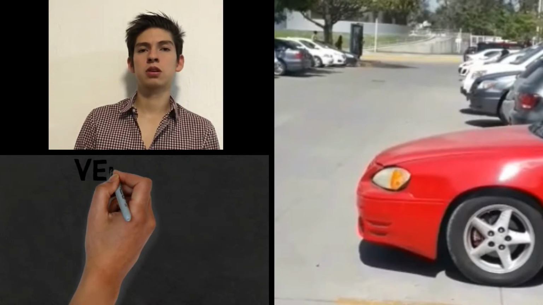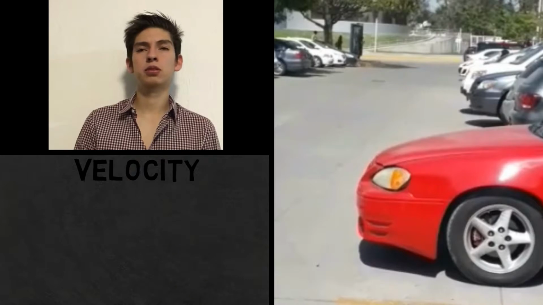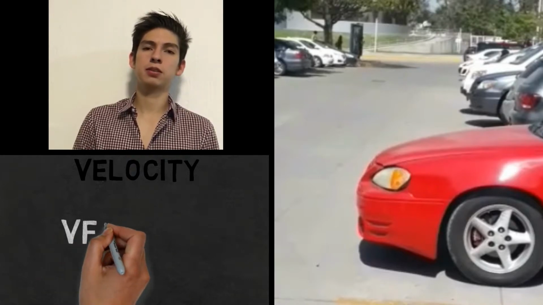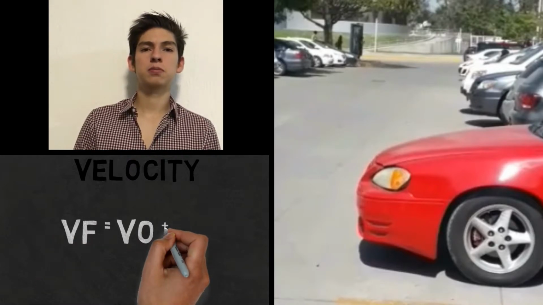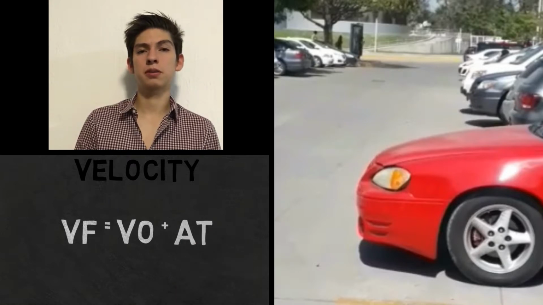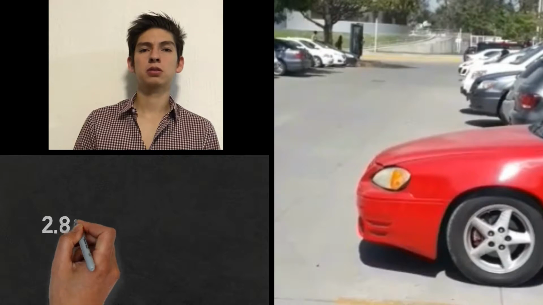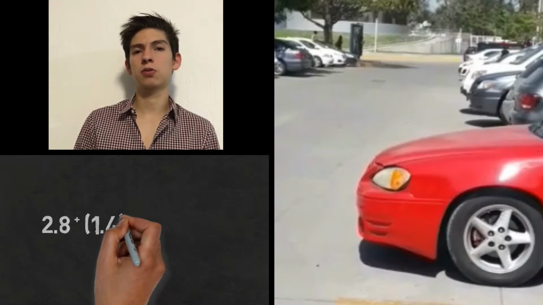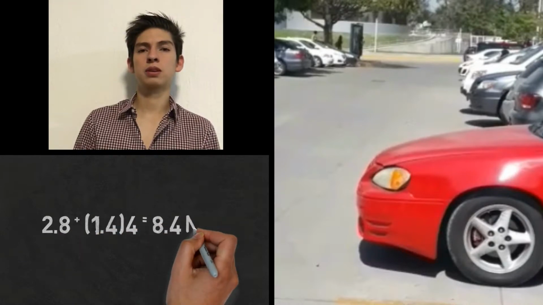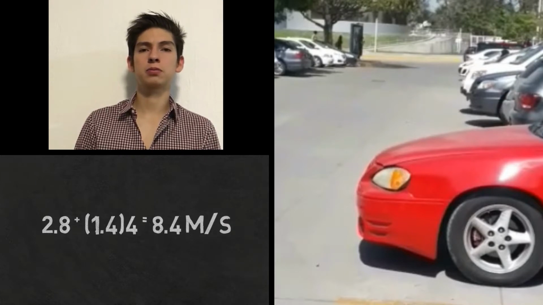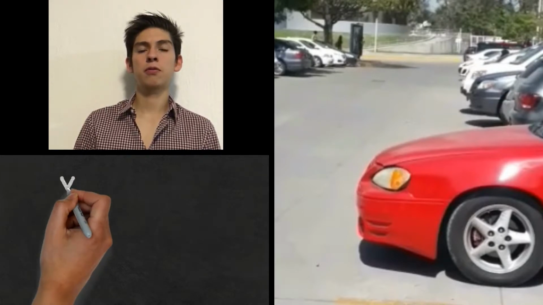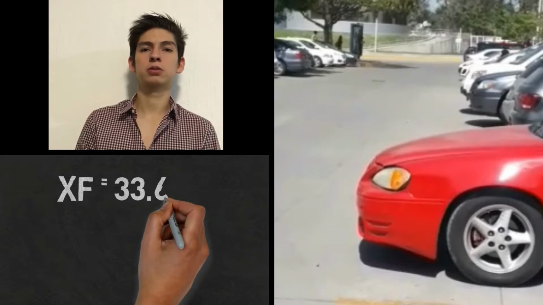equals to 33.6 meters. And to know the velocity final, we need to use the formula velocity final equals to velocity origin plus acceleration times the time. So the formula will be 2.8 plus 14 times 4, and that will be equal to 84 meters per second. So we know how fast and where was the car after 4 seconds.